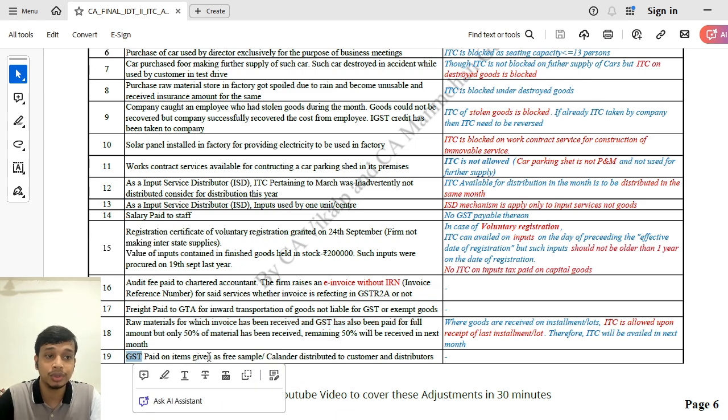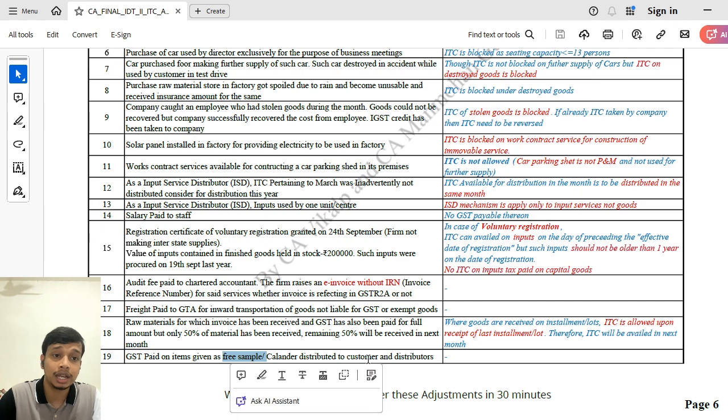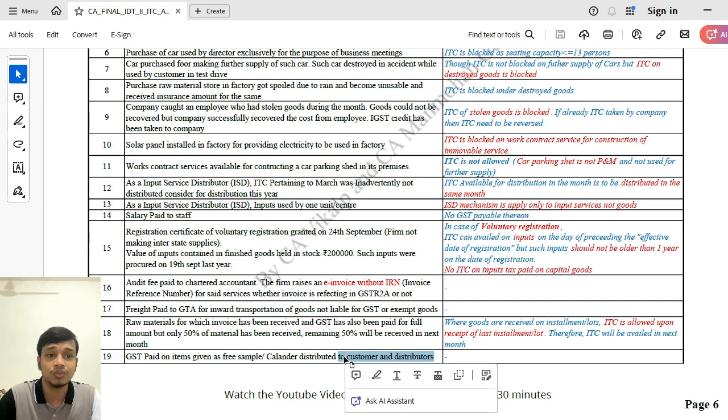19th, GST paid on the item, free samples and calendar distributed to the customer. In case of free sample or calendar distributed to the customer, free goods, so ITC is not available against such goods also.